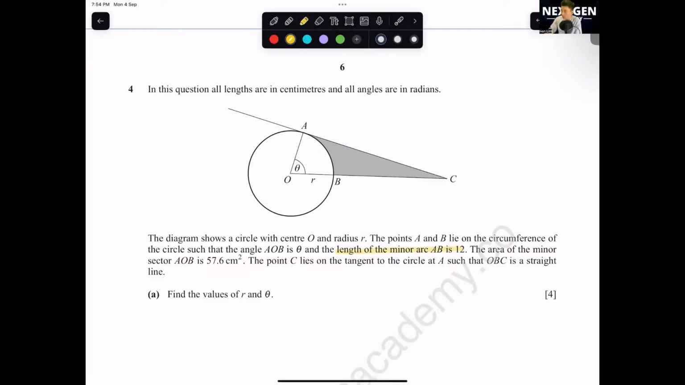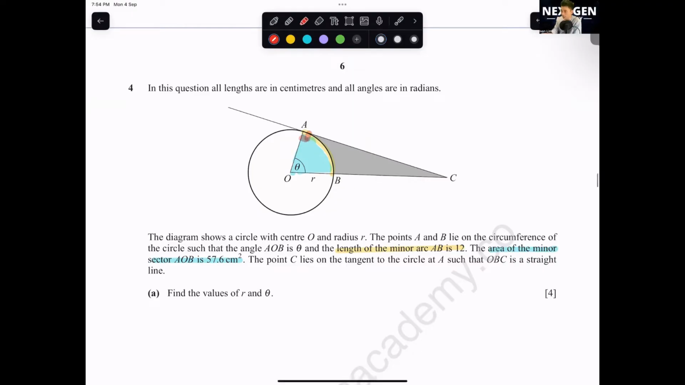Okay, so this is an important one. Length of minor arc means here is equal to 12. The area of the minor sector AOB is 57.6, so this entire thing here is 57.6. The point C lies on the tangent to the circle at A such that OBC is a straight line. If it's a tangent, that means here is 90 degrees. So now find the values of R and theta.